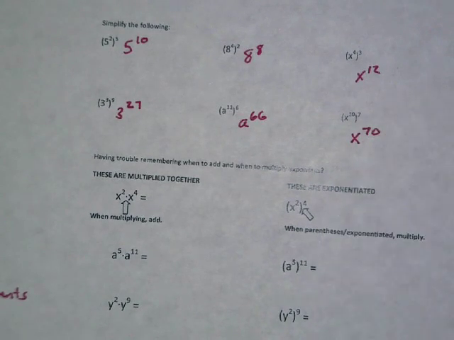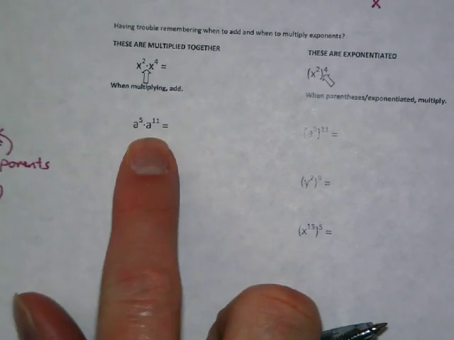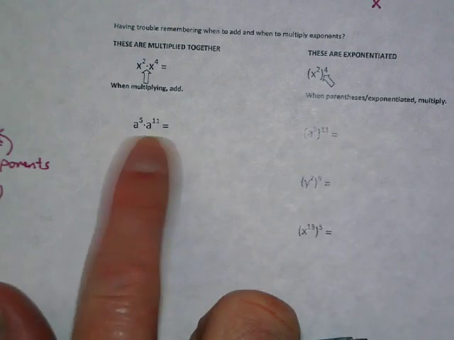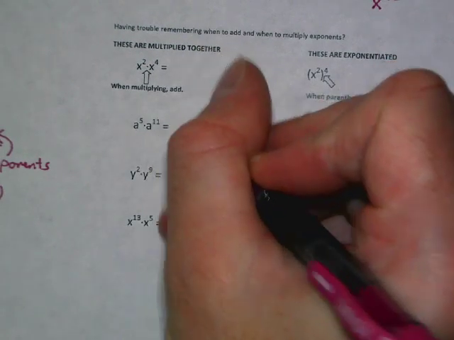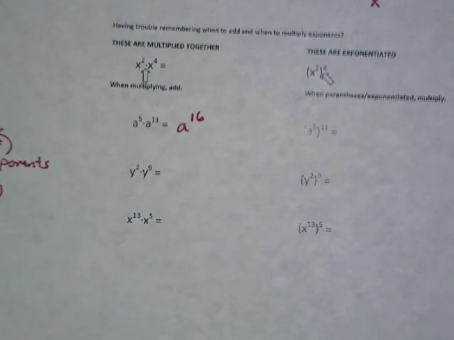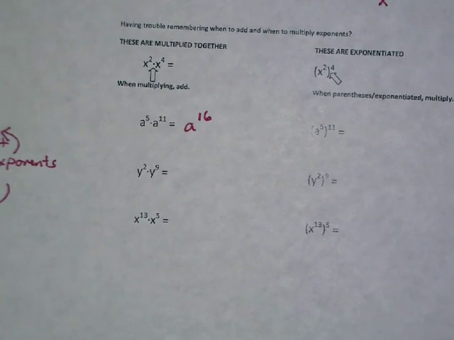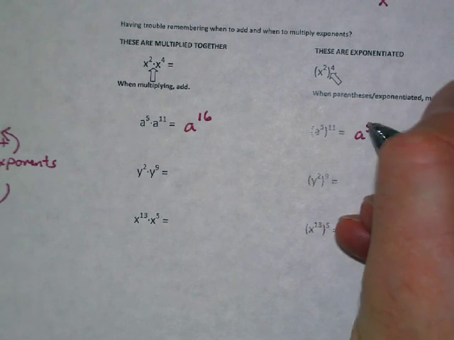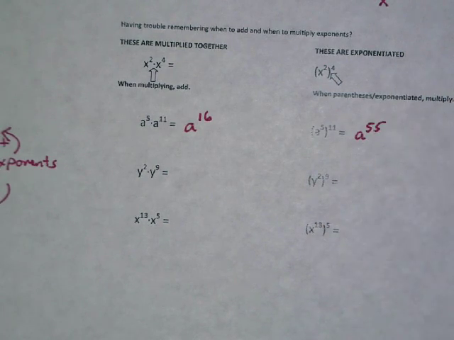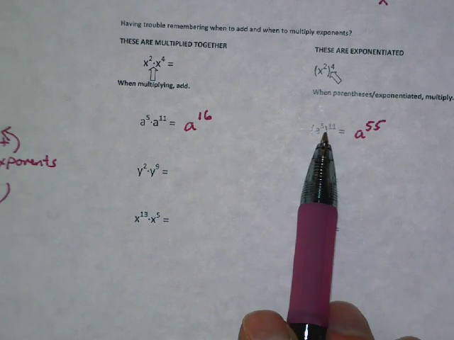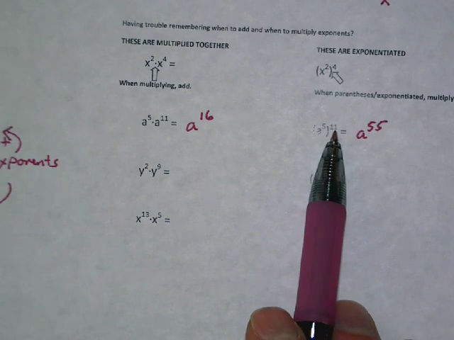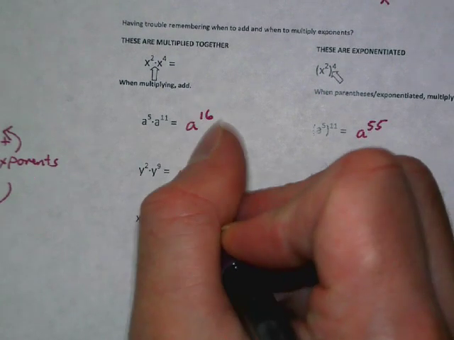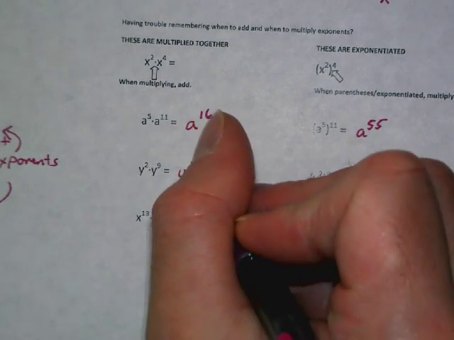And then the last one should become x to the what? 7. Good. Really the only tricky part comes in when you're dealing with both of them at the same time, remembering which rule is which. So just being able to recognize the difference between that and that. So this is our adding rule. For multiplying with the same base, we add those exponents. So that becomes a to the 16th. The right column, that's your multiplying rule. 5 times 11, a to the 55th. The easy way to recognize the difference, when you're multiplying, there's an exponent right outside the parentheses. That's when you're going to multiply them.